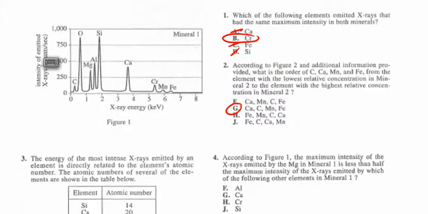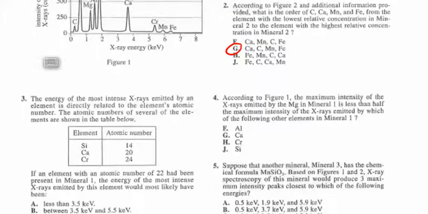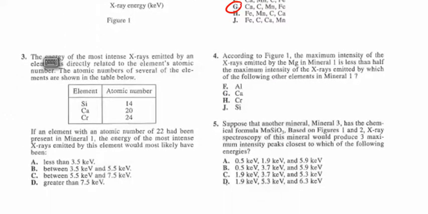And number 3, the energy of the most intense X-ray emitted by an element is directly related to the atomic number. Atomic number of several of the elements shown in the table below. We put a little arrow here to indicate that it's increasing from low to high, the technique we use. And if an element with an atomic number of 22 had been present in mineral 1, the energy of the most intense would have likely been what?